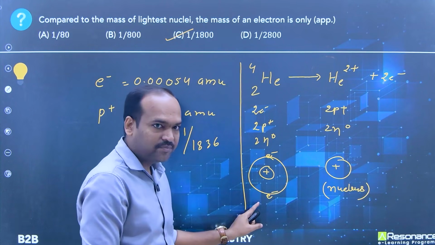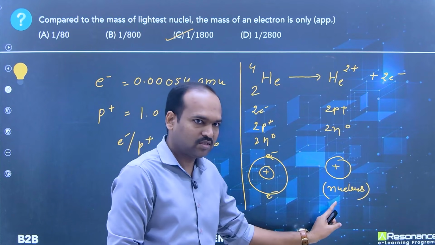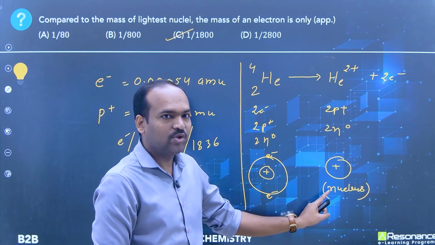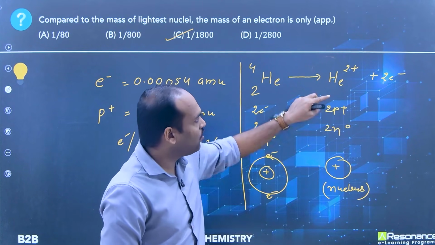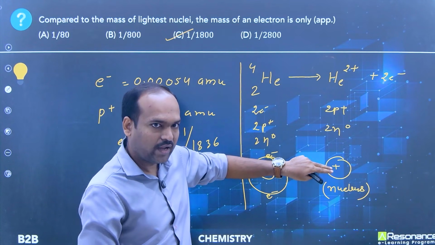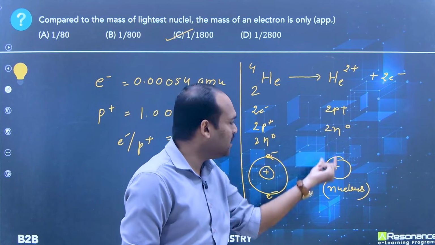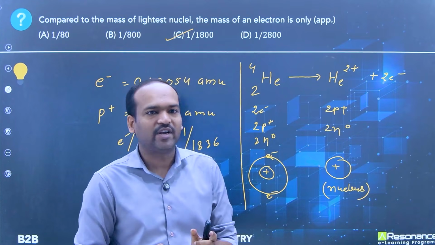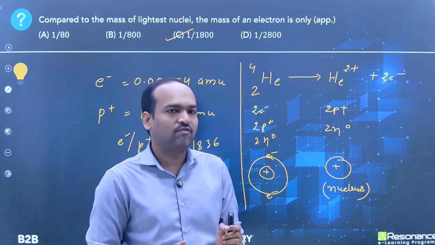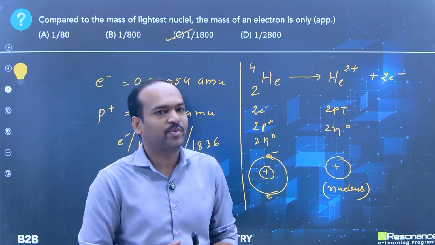This is a helium atom, this is a helium nucleus. In this helium nucleus, only what is the charge present? Two protons, so charge plus 2 and mass 4. This helium nucleus is known as an alpha particle. In simple language we can say that an alpha particle is nothing but the helium nucleus.